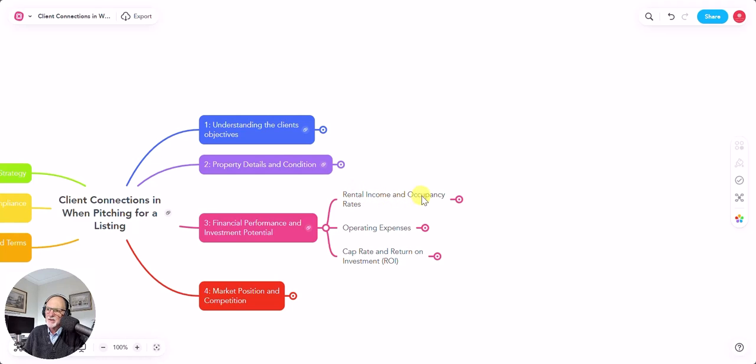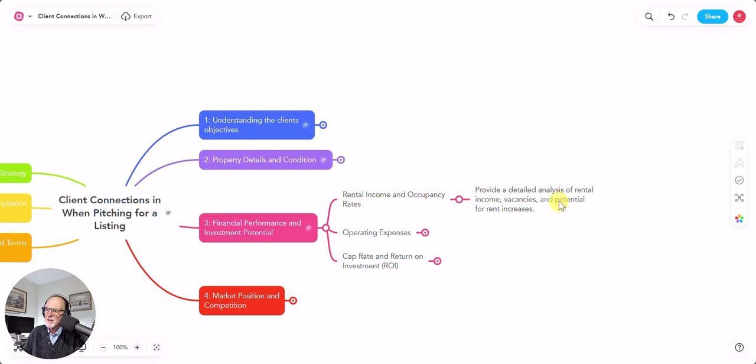So the rental income and the occupancy rates. That will involve the lease documents, provide a detailed analysis of the rental income, the vacancies, and the potential for rent increases. And you may need to provide copies of supporting tenancy schedules, tenancy agreements, the current income received, the lease expiry dates, the lease commencement dates, the option situations, the way in which the tenancies are used. So that is something that's quite big, and you will need to make your notes from that.